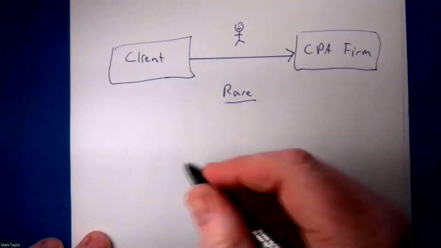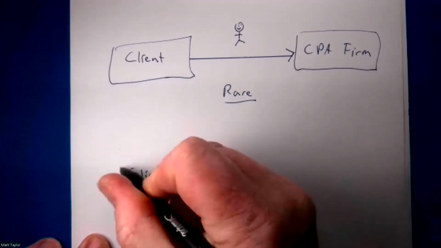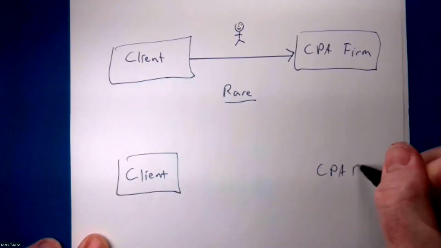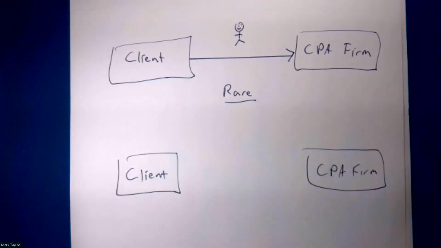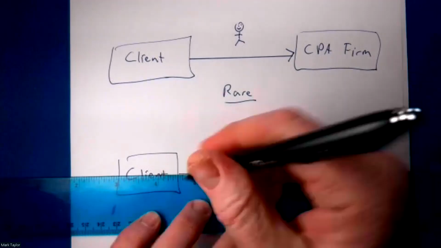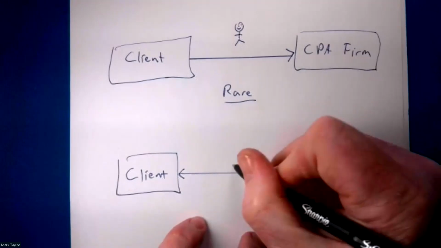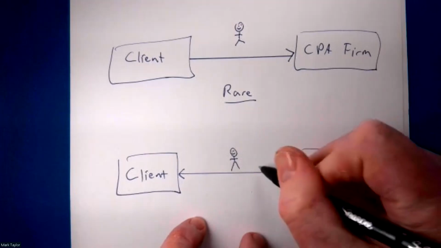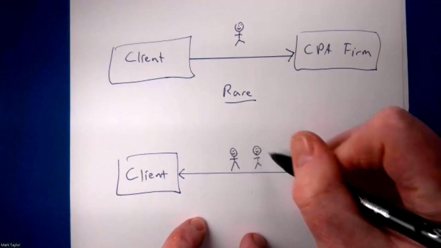One that's much more common is the other way around. And that is when you have people going from the CPA firm into the client. And this is, again, much more common, so you're going to see a lot more of these.